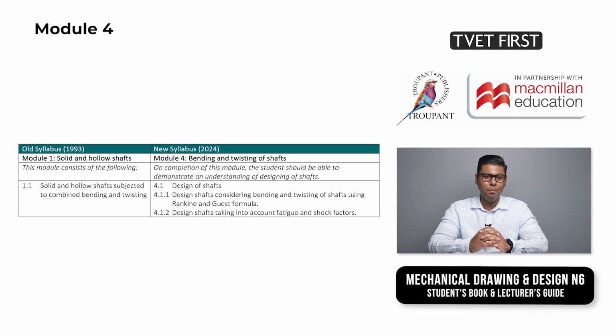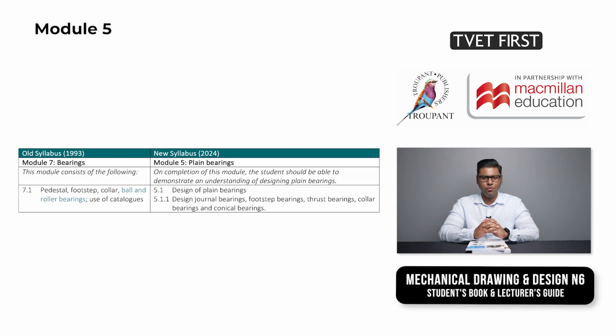Module 4, Bending and Twisting of Shafts, gives students an understanding of designing shafts, considering bending as well as fatigue and shock factors. The 2025 syllabus for Module 5, which is called Plain Bearings, replaces and expands on the previous Module 7. It focuses on the design of various types of plain bearings. Students will learn to design journal bearings, footstep bearings, thrust bearings, collar bearings, and conical bearings.